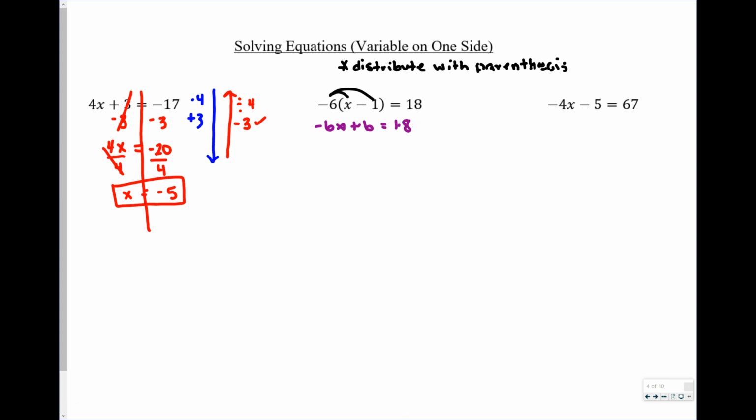Notice how I forgot my line? So I'm going to go ahead and erase and get my line in order because I don't want my work to be messy. So I'm going to rewrite that. Negative 6x plus 6 equals 18.